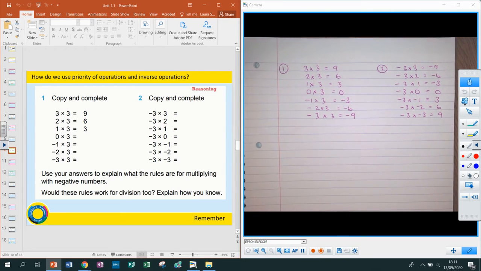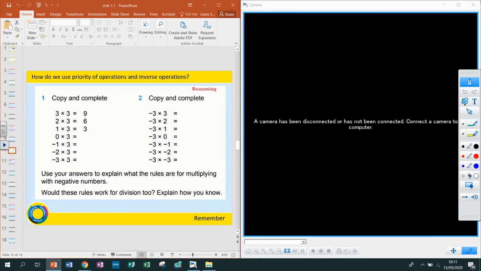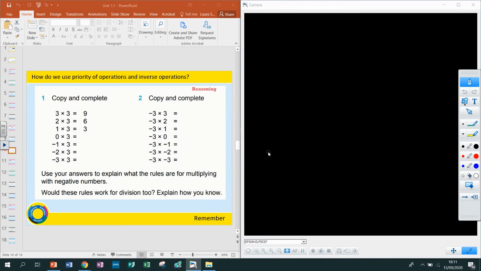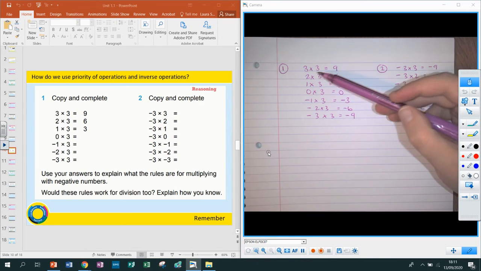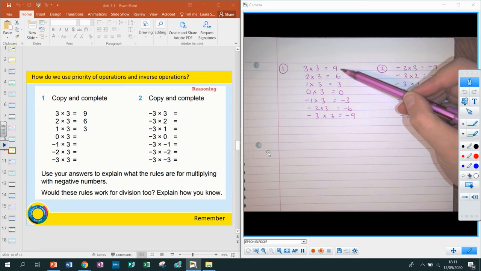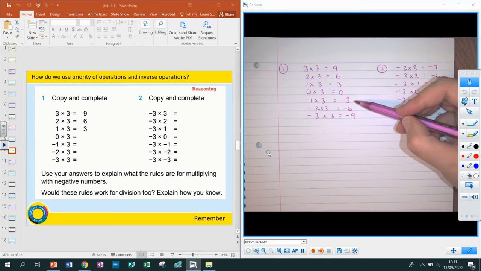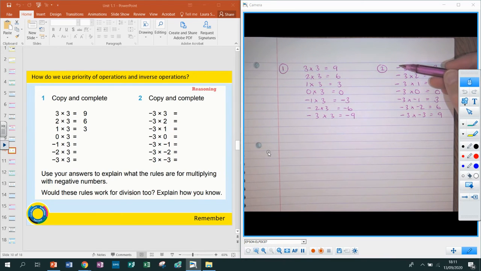Okay, the question then goes on to ask us, use your answers to explain what the rules are for multiplying with negative numbers. Well, if we look, a positive number times a positive number is going to give us a positive number. We had a negative times a positive number here, and those gave us negative numbers. We had, again, negative times positive, giving us negative numbers. And finally, negative times negative, giving us positive numbers.